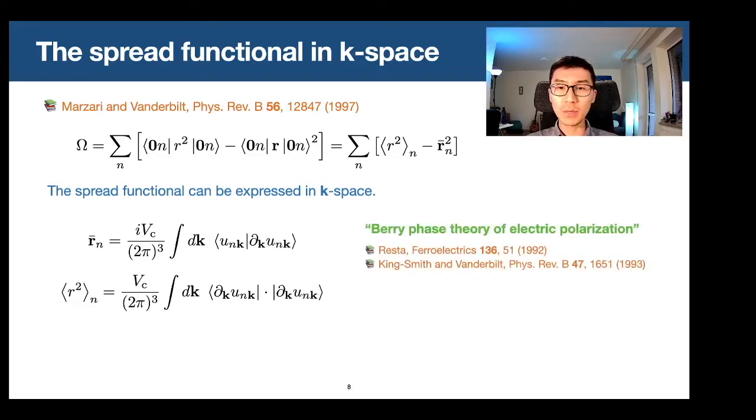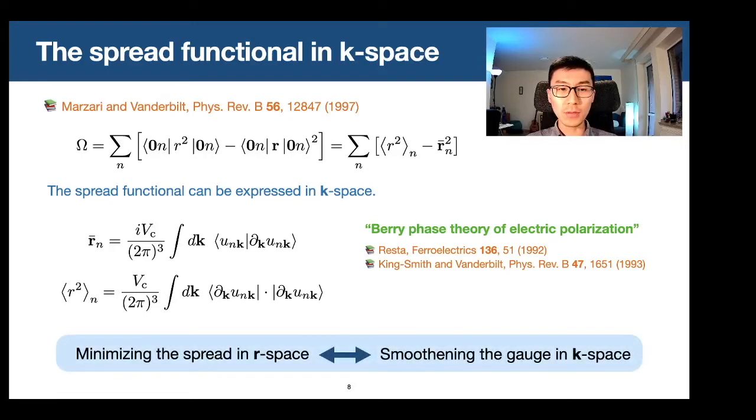If you are familiar with Berry phase theory, this has a very close relation to the Berry phase theory of electric polarization. So just look at this equation. You see that minimizing Omega corresponds to minimizing the variation in k space. So it means that in order to minimize the spread in real space, we just need to smooth the gauge in k space. That's what we are going to do.